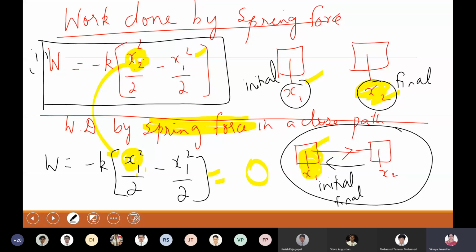Then what can you state about the spring force? Spring force is conservative. So after this, W is equal to 0, then the statement you have to write is, we can conclude that the spring force is a conservative force.